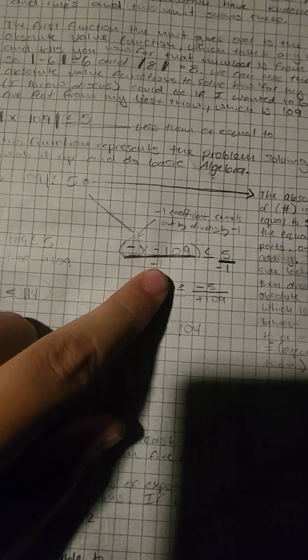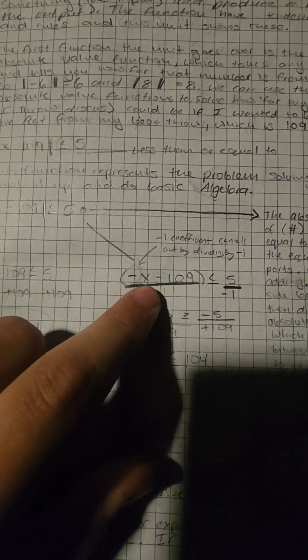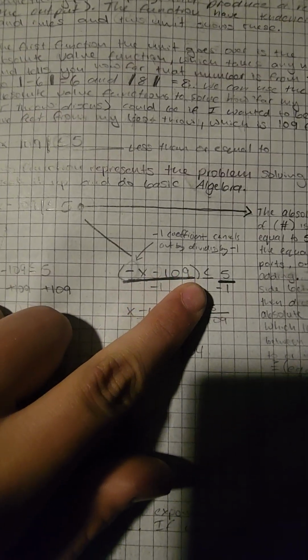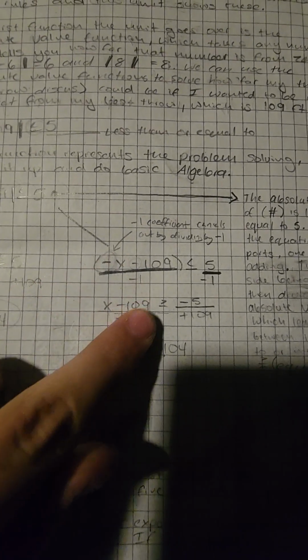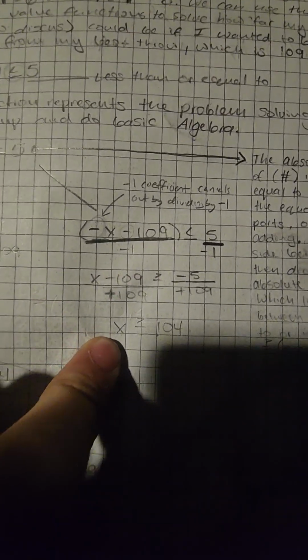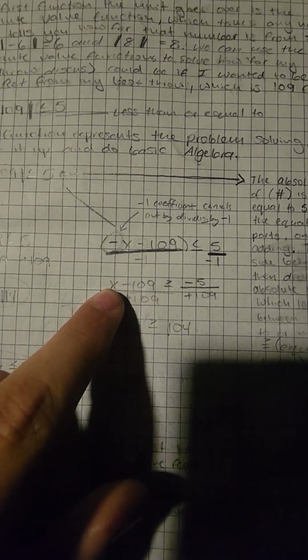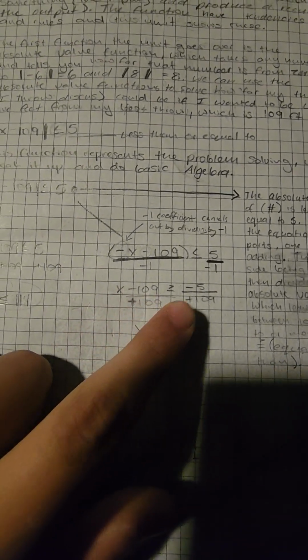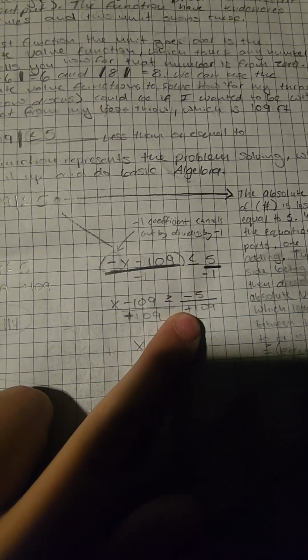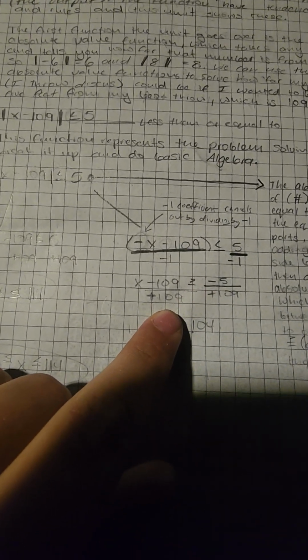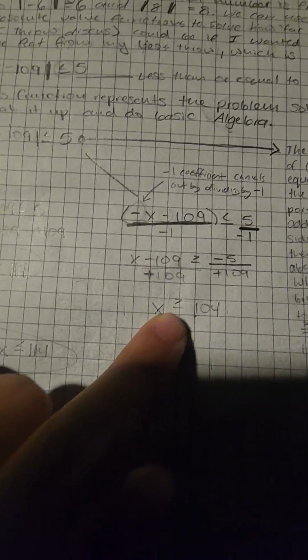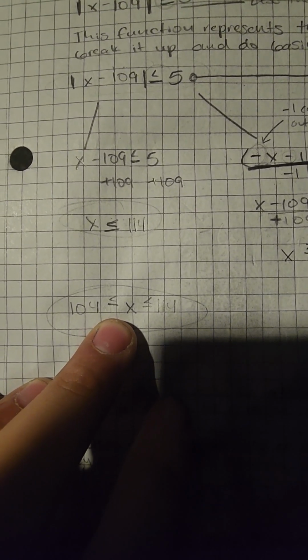For the more complicated version of this, we're going to have negative x minus 109 equal to or less than 5, and we're going to divide both sides by -1. Then we'll have x minus 109 equal to or less than -5, which is the same as over here, except this is negative. We will add 109 to both sides, and then we'll have x is equal to or less than 104. Our final solution would be 104 is equal to or less than x, equal to or less than 114.